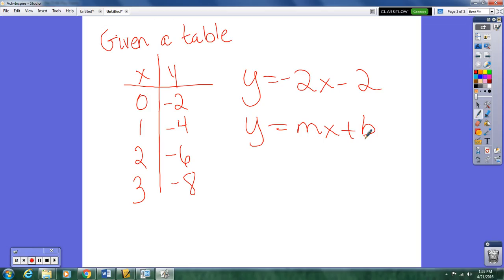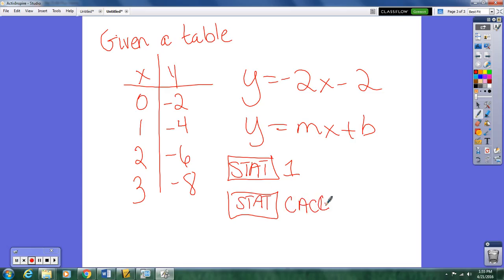-2. So, given that table, we went to stat, and we went to number 1, edit. We put in our L1 and our L2. And then after that, we went back to stat, and we did calc 4. We did the linear regression. Things that you gotta know. Things that'll make your life easier. Or you did it the hard way. It's different.